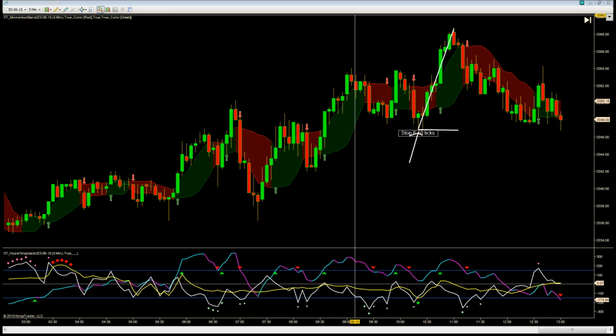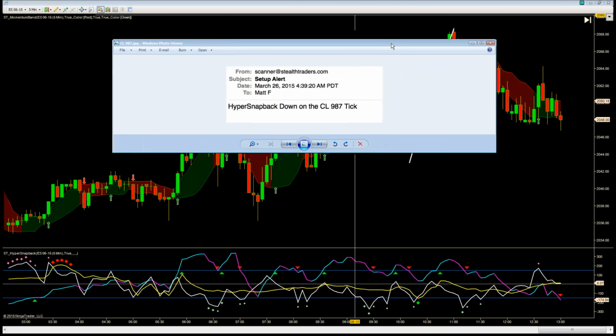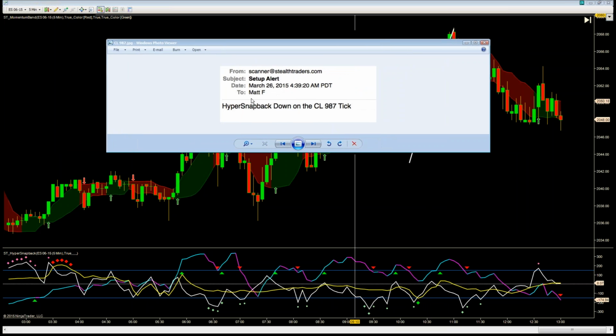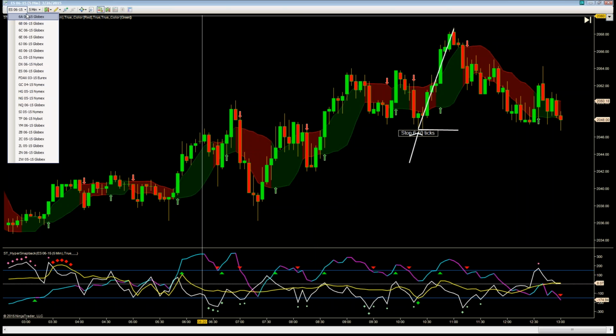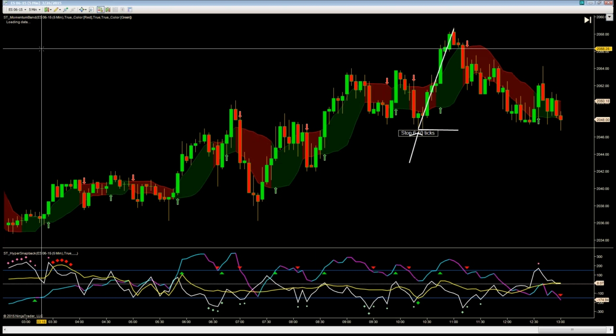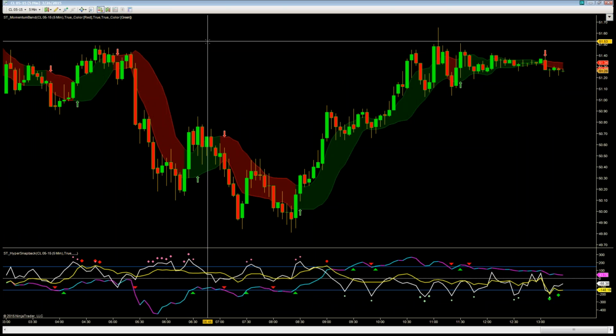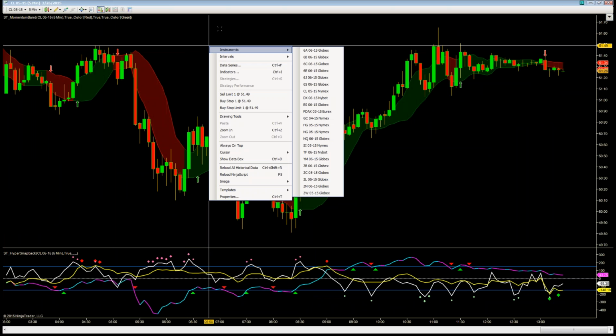And now we'll look at a signal that came in at 4:39 in the morning with 20 seconds on oil. So this does work overnight after the cash markets are closed. And this is CL at 4:39. And that, I believe, was a 987 tick.